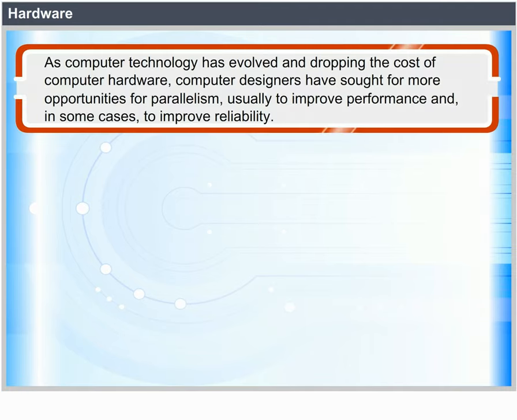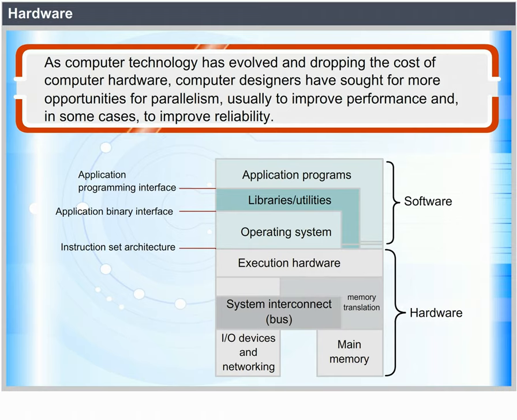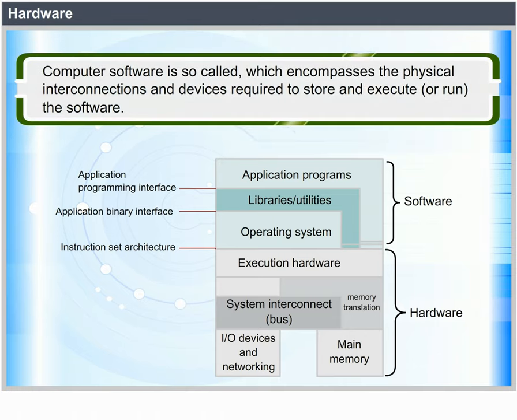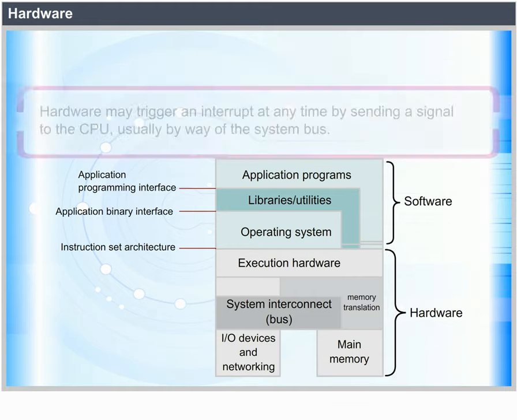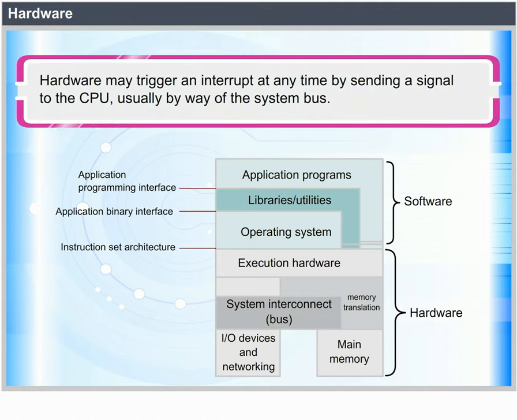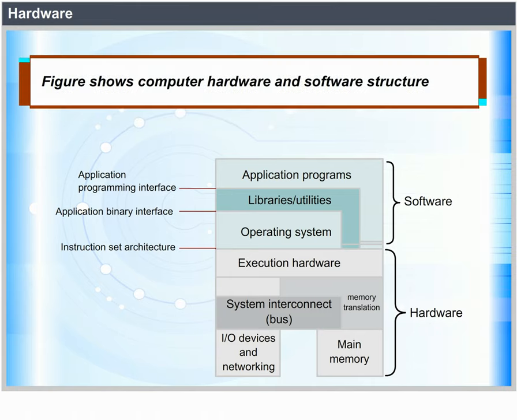Hardware. As computer technology has evolved and as the cost of computer hardware has dropped, computer designers have sought more and more opportunities for parallelism, usually to improve performance and, in some cases, to improve reliability. Computer software is so called in contrast to computer hardware, which encompasses the physical interconnections and devices required to store and execute or run the software. The hardware, central processing unit, CPU, the memory, the input-output, that is I/O, provides the basic computing resources for the system. Hardware may trigger an interrupt at any time by sending a signal to the CPU, usually by way of the system bus. The figure shows computer hardware and software structures.